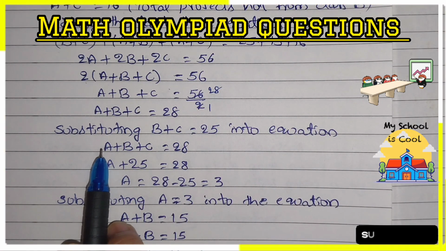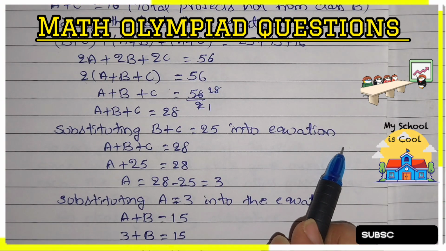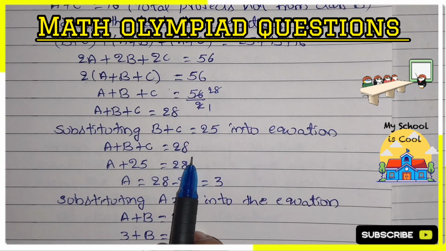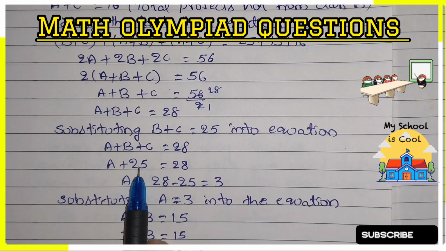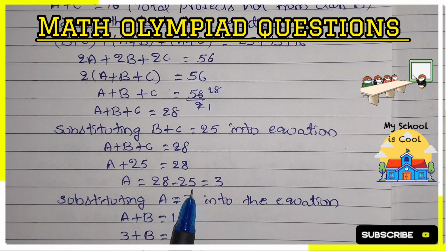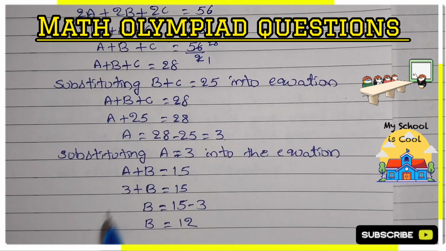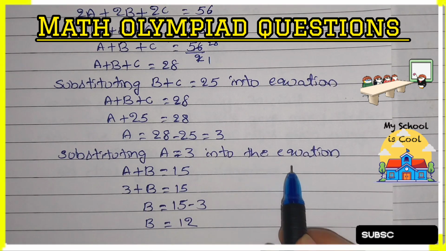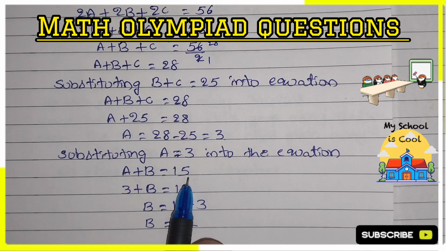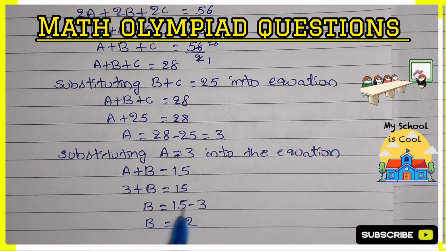Substituting B plus C equals 25 into the equation A plus B plus C equals 28. B plus C is 25, so A plus 25 equals 28. A equals 28 minus 25 equals 3. Substituting A equals 3 into the equation A plus B equals 15. A is 3, 3 plus B equals 15. B equals 15 minus 3. B equals 12.